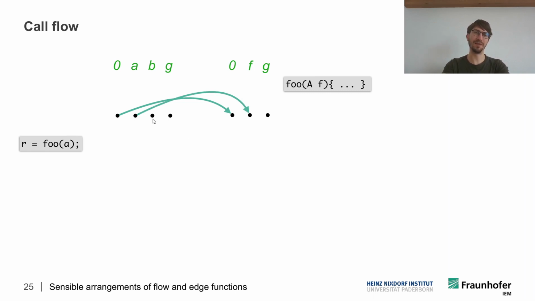Now, let's assume B is a local variable of the calling context here. So B is not propagated to foo, and hence we do not draw anything in the call flow to the context of foo. And now let's further assume that G is a global variable or static field. And as it is a global variable or static field, it's also visible in the context of foo. And hence we also have to propagate it to the context of foo.